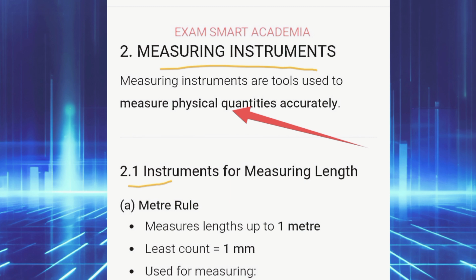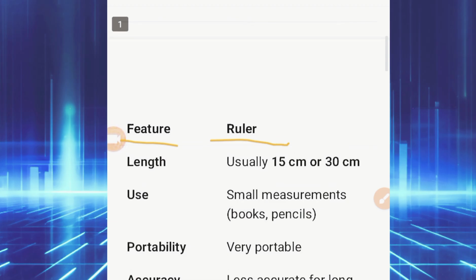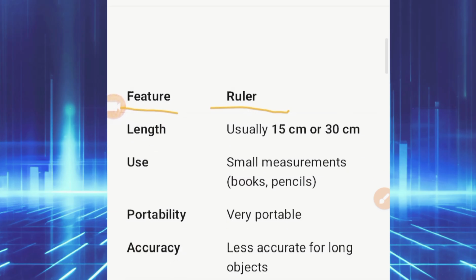Now, instruments for length, we have the one called ruler. Let me just talk about ruler before going into meter rule. We all know ruler, right? We all know what ruler is. So ruler is used for measuring the length of particular things. It is usually 15 cm or 30 cm.